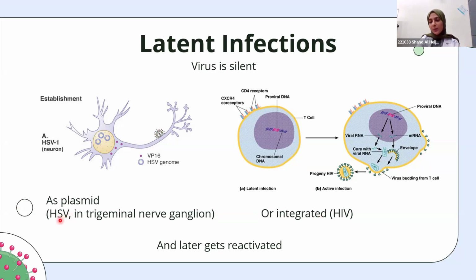As plasmid, for example, you have herpes. Herpes simplex virus, it can stay latent in the trigeminal nerve ganglion. So this is the trigeminal nerve. It can stay as a plasmid in the ganglion of the trigeminal nerve. So it can either stay as a plasmid, so those circles you see as episomes, and it will stay latent, or it can incorporate into the host cell itself. So this is the case of HIV. And in some specific cases, it can get reactivated again. Again, as I mentioned, in case of infection, inflammation, and stressors, cytokines, anything triggering the virus to start replicating again.